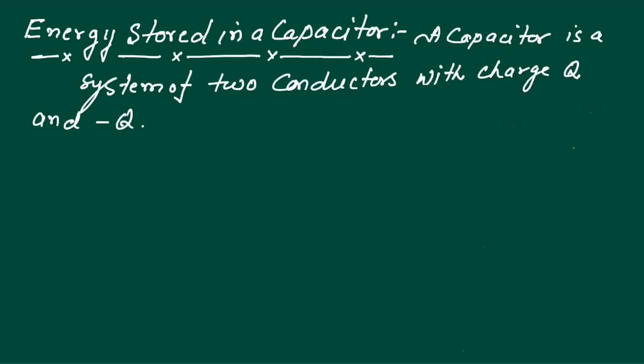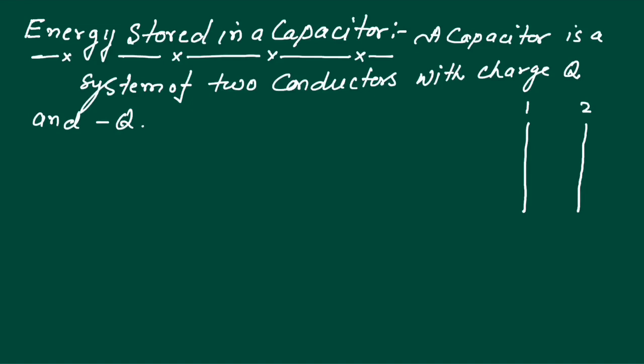Today's topic is energy stored in a capacitor. A capacitor is a system of two conductors with charge Q and minus Q. Here we have a capacitor. This is the capacitor, and we are transferring the charge from the second plate. This is the first plate, this is the second plate, and we are transferring the charge from plate 2 to 1, and that is the positive charge.